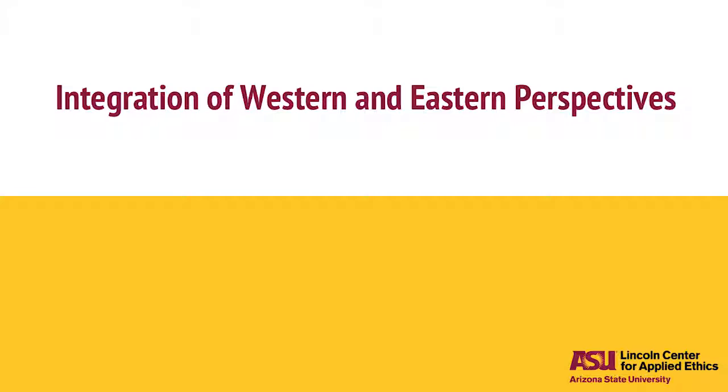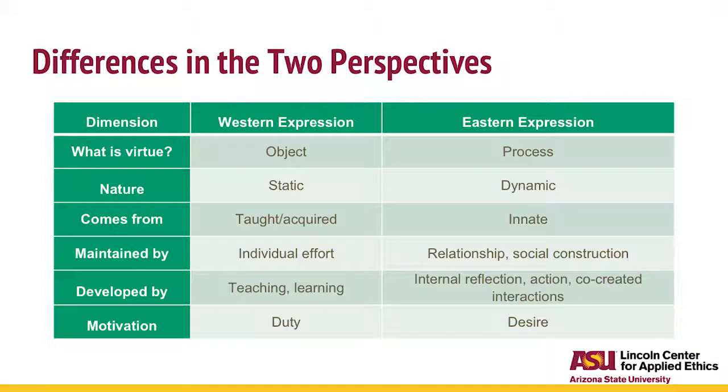Having talked about the two traditions, we now draw on the Eastern and Western perspectives to develop an integrative framework of virtue ethics. As you can see, there are a number of differences between the Eastern and the Western expression of virtue ethics. In the West, virtue is seen more as a static object, whereas Eastern views see it as a dynamic process. Western philosophers think that virtue has to be taught or acquired through learning and maintained by individual effort. On the contrary, Eastern philosophers believe that virtue is innate, but can be further realized by internal reflection as well as by social relationships.